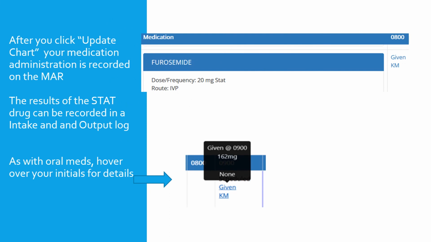When you click Update and go back to the MAR, you will see that your medication administration is noted in the MAR with your initials in the box next to the medication and under the time you gave it. You saw this in the oral medication video. If you hover over your initials, you'll see details for the administration, the time, the dose, and any comments. And if there are no comments, it'll say none. And so this is how you'll look at the MAR and know when people have given their medication.